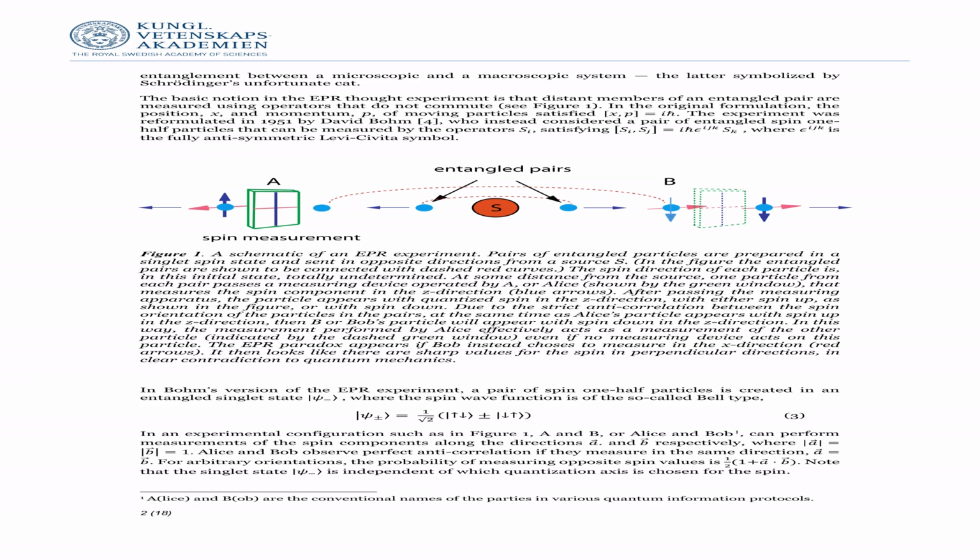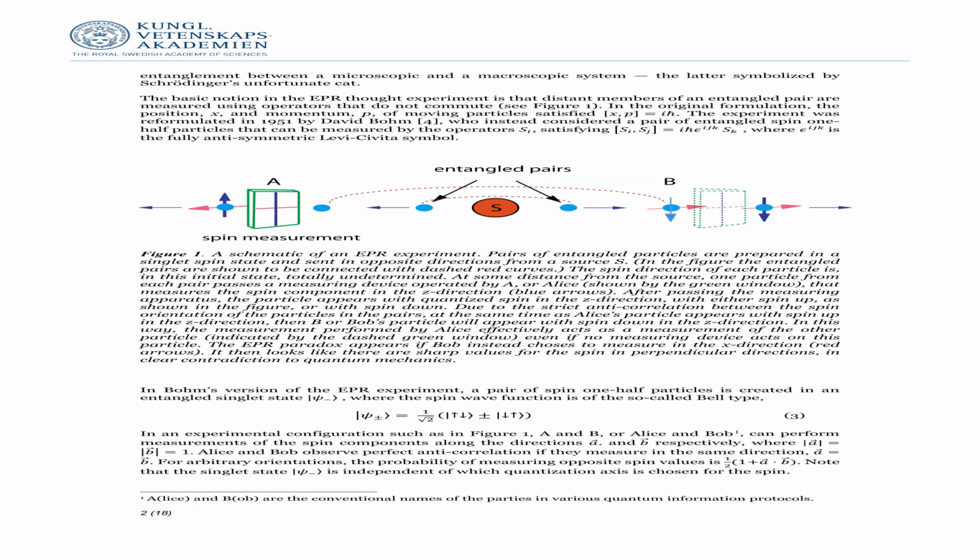In Bohm's version of the EPR experiment, a pair of spin 1/2 particles is created in an entangled singlet state |ψ⁻⟩, where the spin wave function is of the so-called Bell type, |ψ⁻⟩ = 1/√2 (|↑↓⟩ − |↓↑⟩), [3].